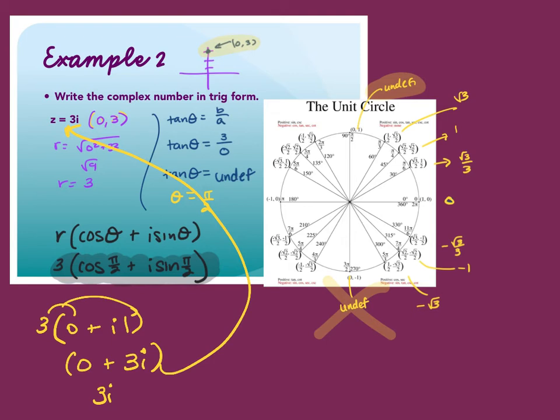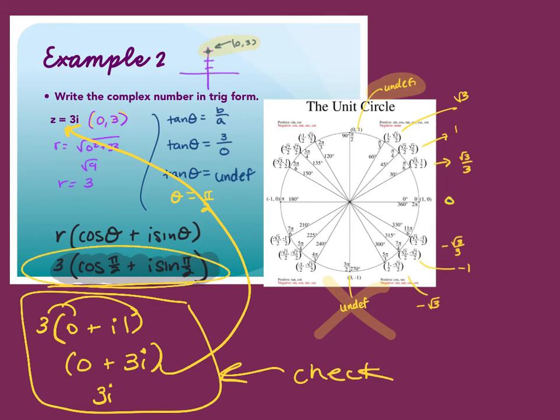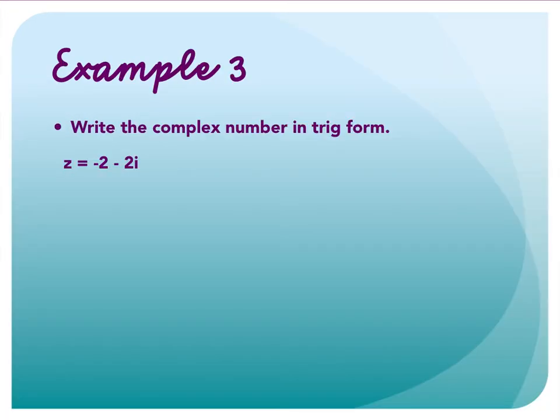Oh, so the end part with the 3 cosine pi over 2 is just a check? This is just a check. Oh, yeah. This is your answer. Yep. How do we know the radius? Square root of a squared plus b squared. Yep. Questions on that one? One more. See how far you can get on your own. Try it on your own.